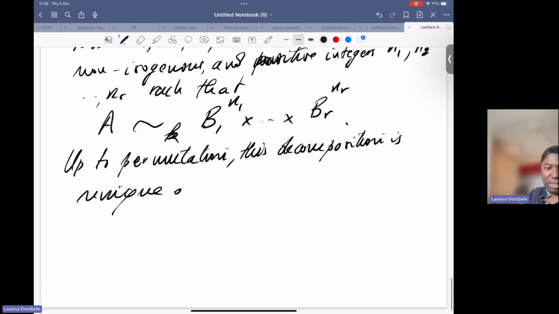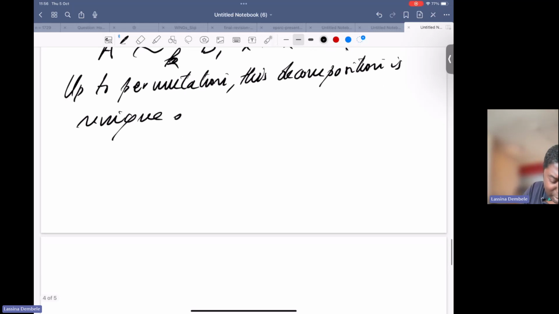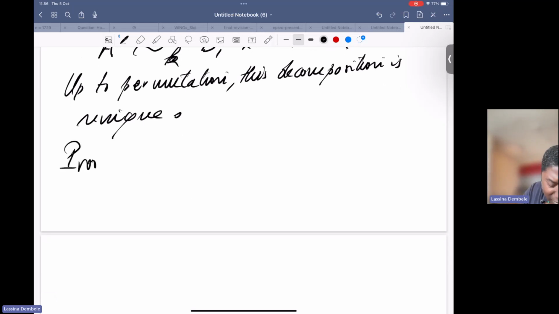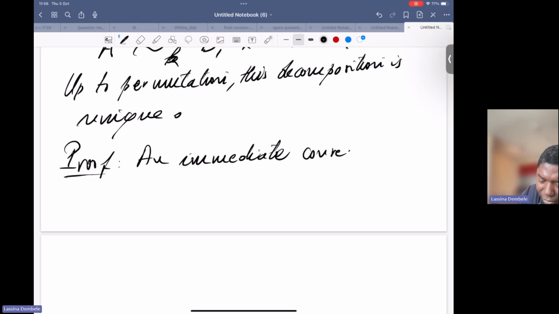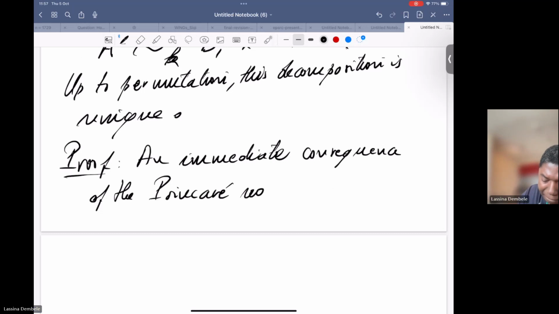And the proof, I'm going to leave this as an exercise because it's really just applying the Poincaré reducibility theorem. This is an immediate consequence of the Poincaré reducibility proposition we just saw.